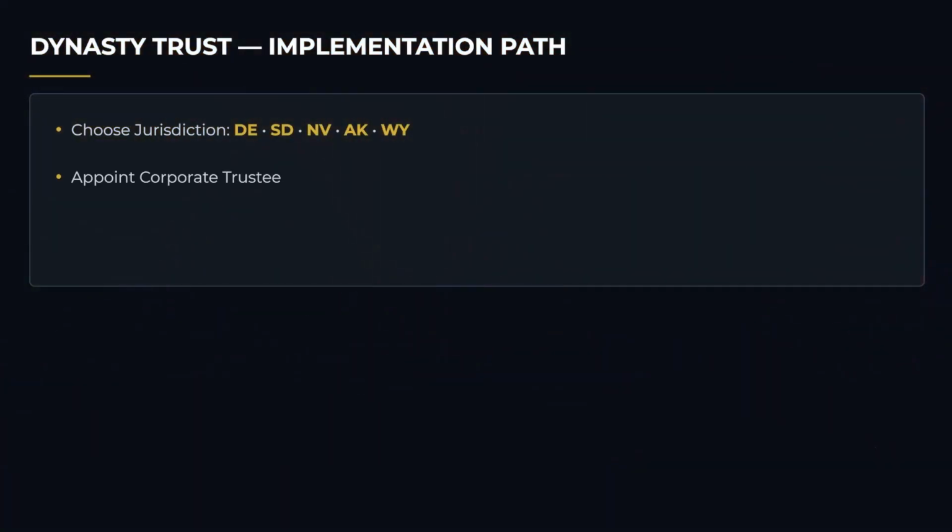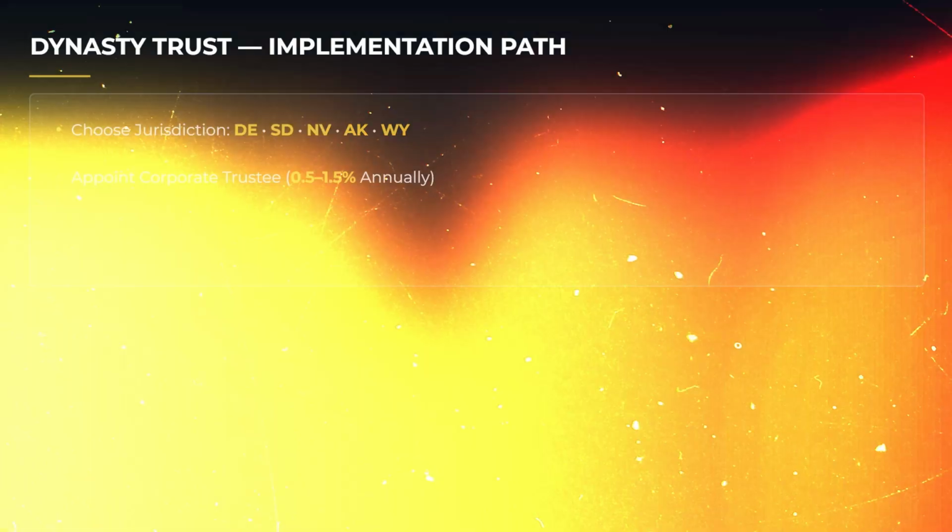Step 2, appoint a corporate trustee. Banks and trust committees offer trustee services. Fees range anywhere, in my experience, from 0.5% to 1.5% of assets annually. You can serve as co-trustee or investment advisor. You control the investments. You don't legally own them.